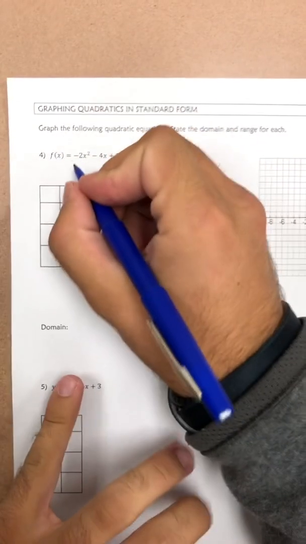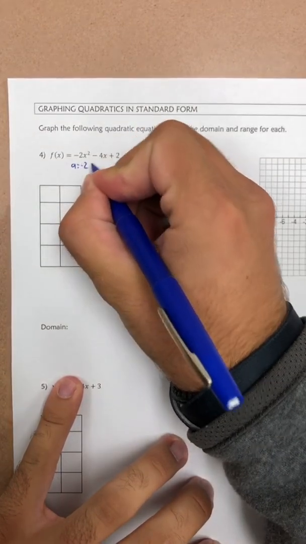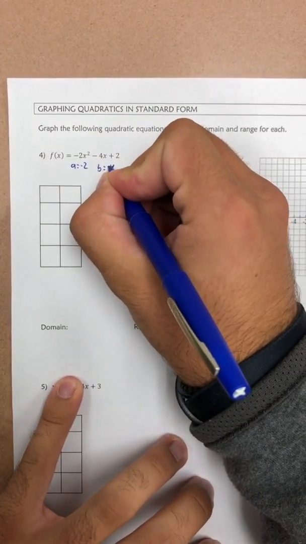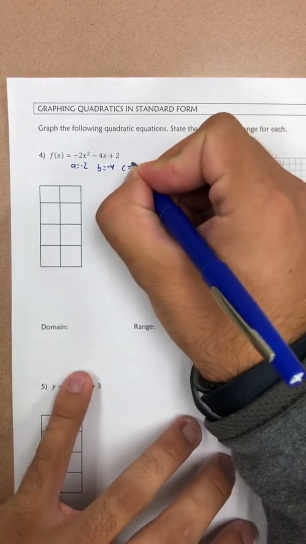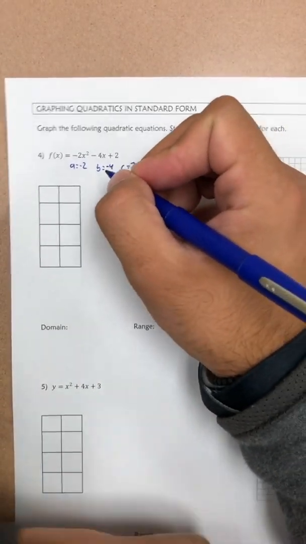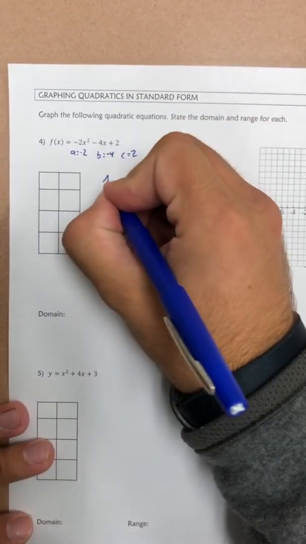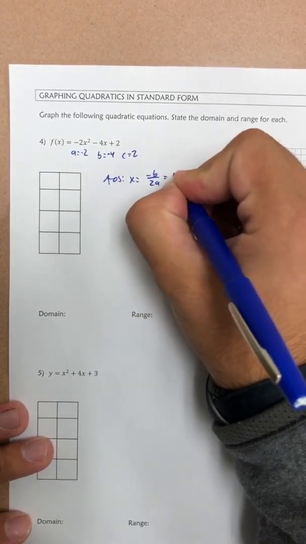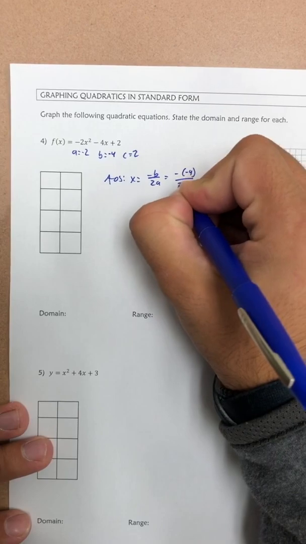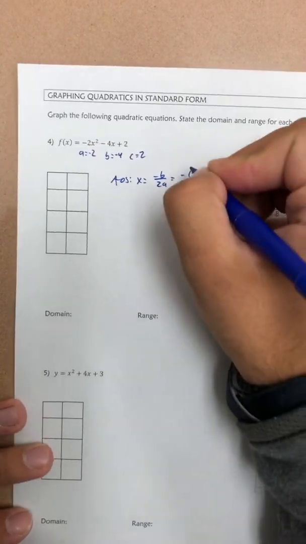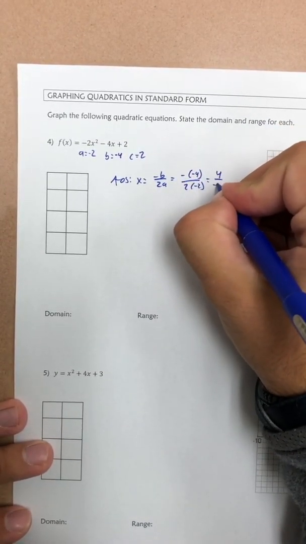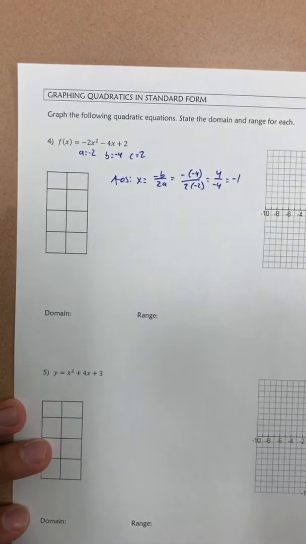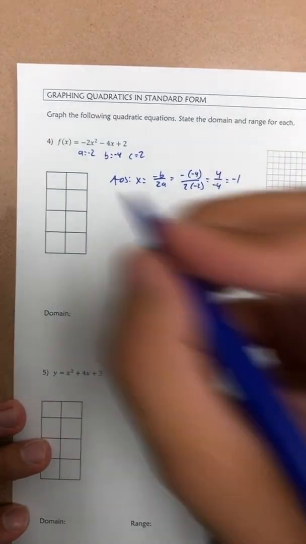So, like always, I'm gonna label my A, B, and C. A is -2, B is -4, and C is 2. Remember to pull the signs along with it, right? To find my axis of symmetry, it's always at opposite B over 2A. So opposite -4 over 2 times -2. So 4 over -4, which is -1, the x value.